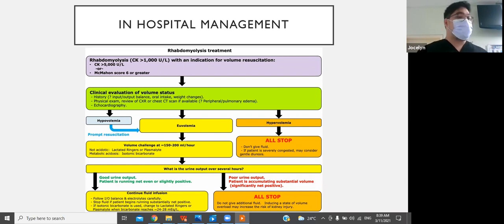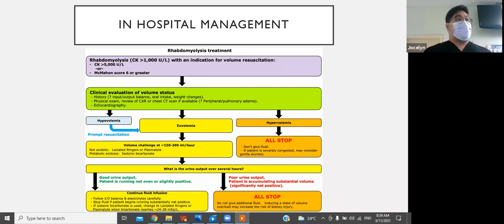If the patient is not acidotic, we can use lactated Ringer's or Hartmann's or Plasma-Lyte. If there is metabolic acidosis, we can use isotonic bicarb, to increase the bicarb. Okay, if it's hypervolemia, of course the patient already has a lot of fluids. We don't want to overload this patient, so that's why we will stop.